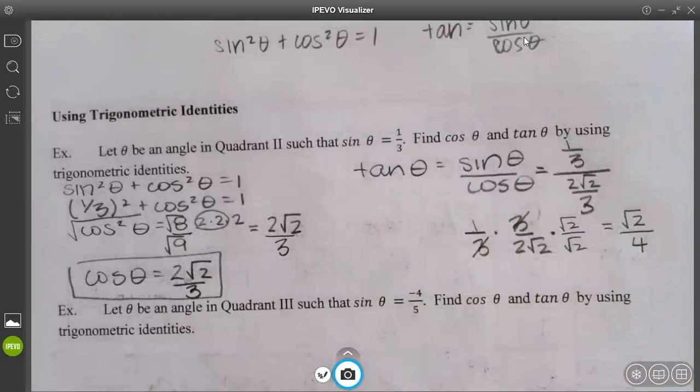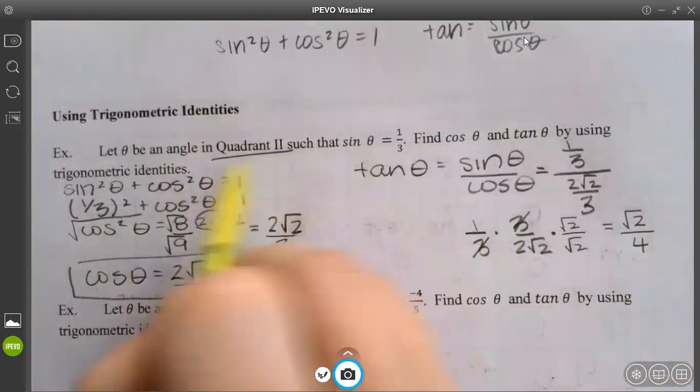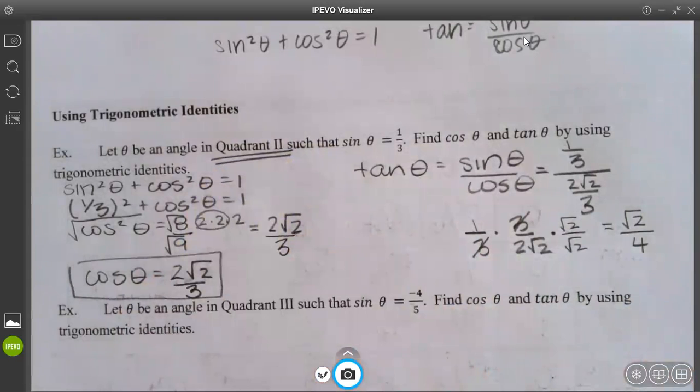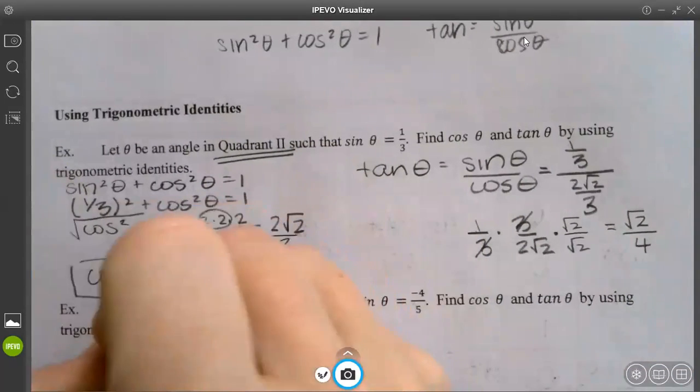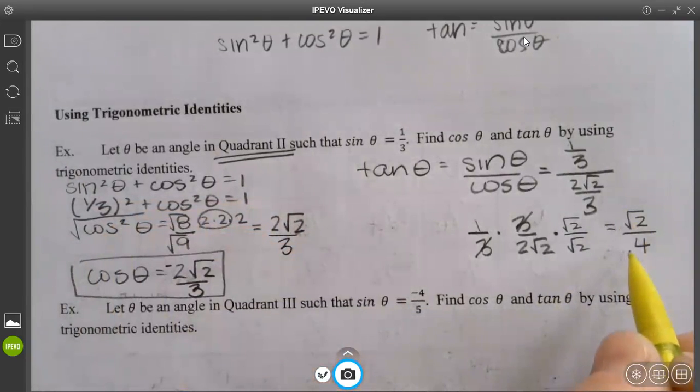Now, one more thing. What's this say? Quadrant 2. What is cosine in quadrant 2? You might have to go back and look at that little chart. Also, remember in quadrant 2, what is your X value? Negative. What about this one? Tan is going to be Y over X. So what would it be? Negative as well. One of them is going to be negative, one's going to be positive, negative over positive.